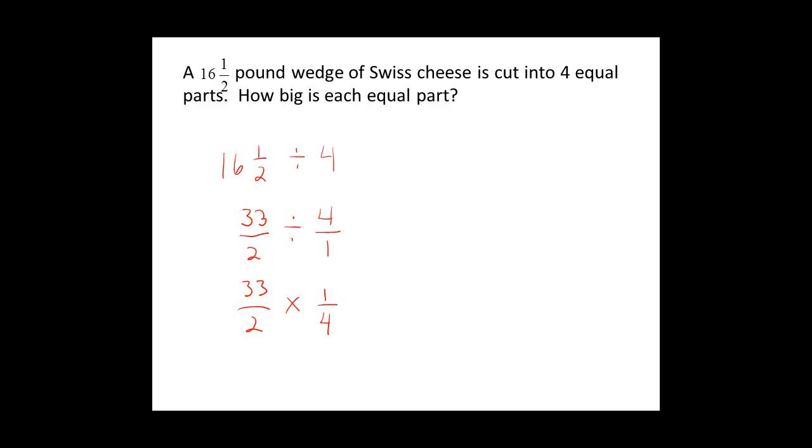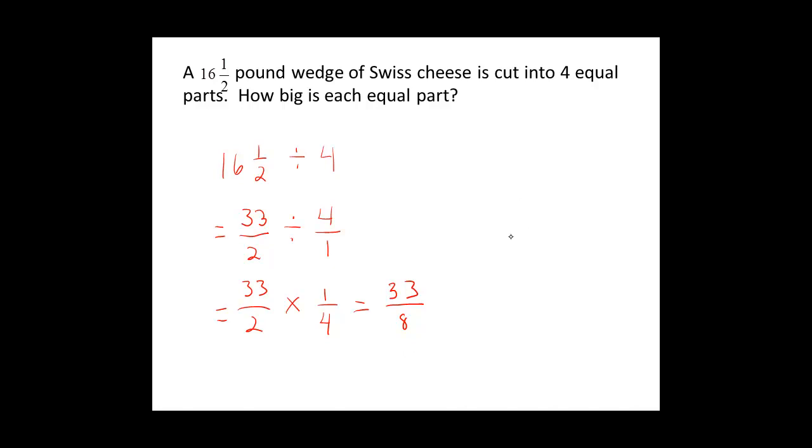Notice we don't divide out until we get to the multiplication step. There is nothing to divide out. There are no common factors in the numerator and denominator. So we will multiply our numerators together and get 33, and our denominators together and get 8. This is our answer as an improper fraction. It would be 33/8 of a pound for each of the equal parts.